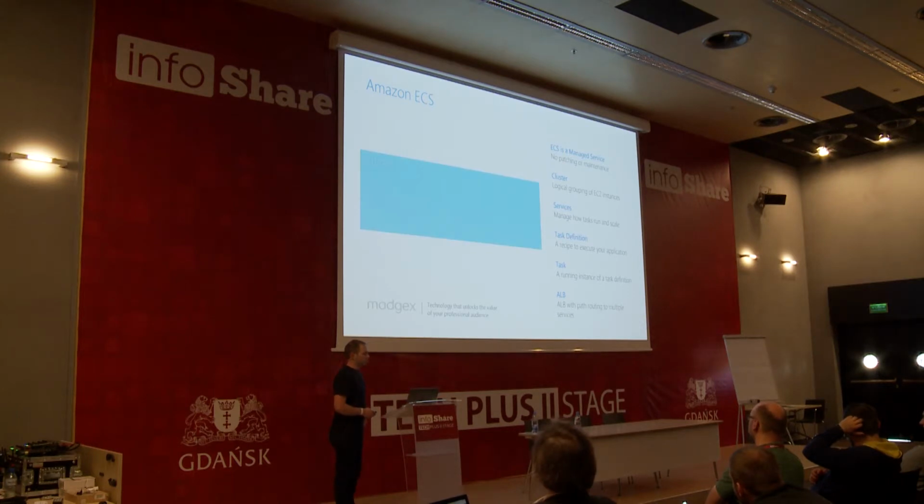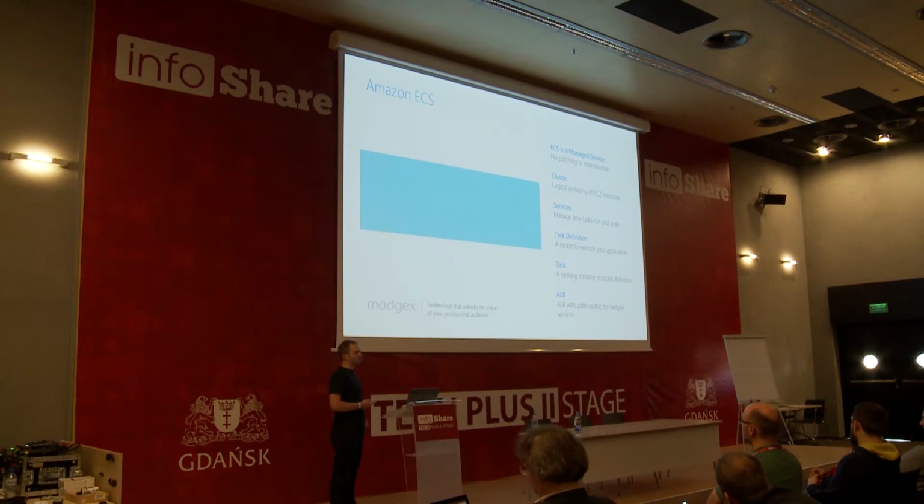So the key components, and again, we'll cover this at quite a fast pace because there's a lot to ECS. But the key component is the cluster, and the cluster is just a logical grouping of EC2 instances. So these are just the VMs that you're going to run in the cloud that can be your host machines where you can run containers.